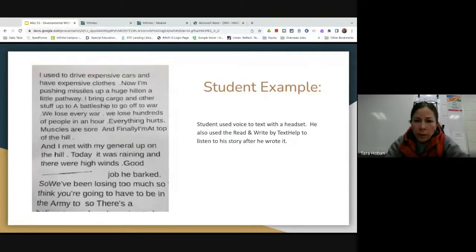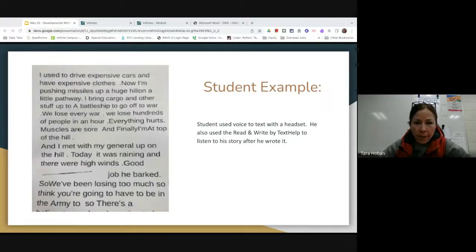Right. And then we use the read and write option after, because often he'll be typing without any punctuation or capitalization. When we use that read and write by text help, he listens to it, then he goes back and adds his punctuation, but it's still a free write for him. So that's helpful for him.